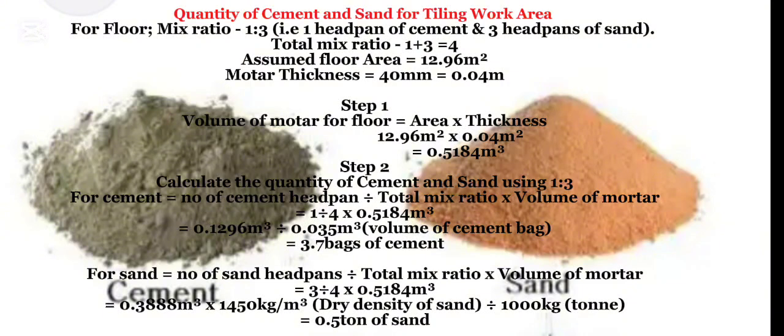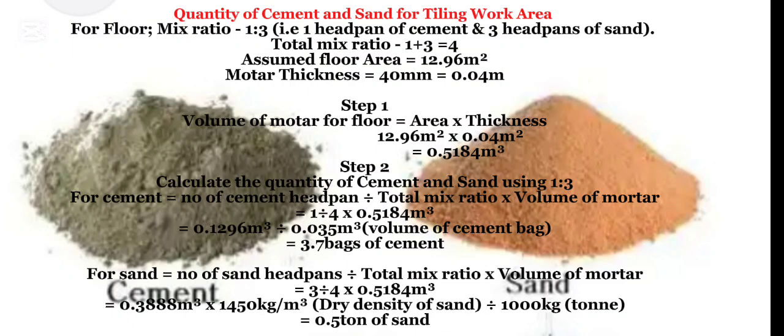So now to convert it to the number of cement bags needed, all we need to do here is divide that particular answer by the volume of a cement bag, which is always 0.035 cubic meter. And after doing this, all we have is 3.7 bags of cement, which is approximately 4 bags of cement needed for this particular work area.